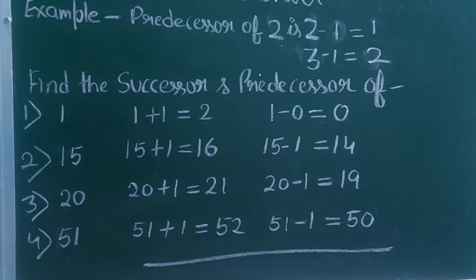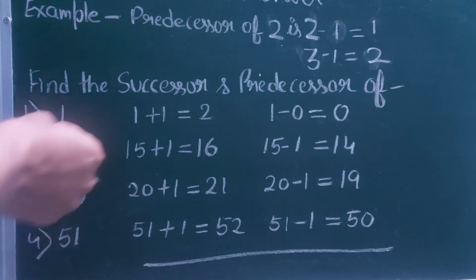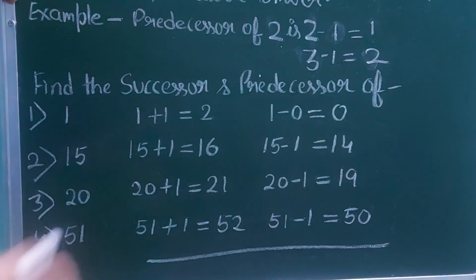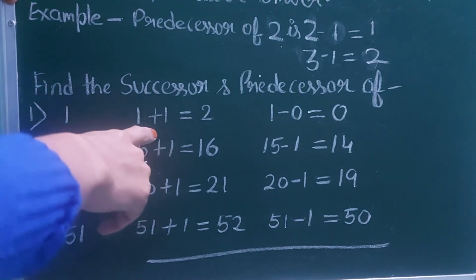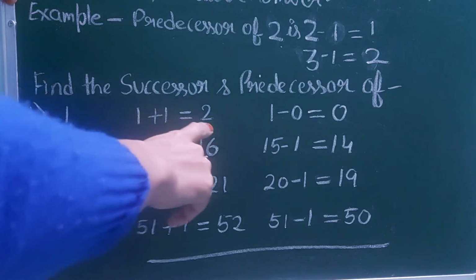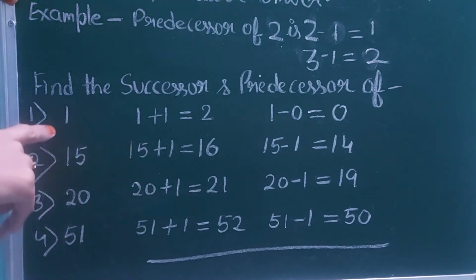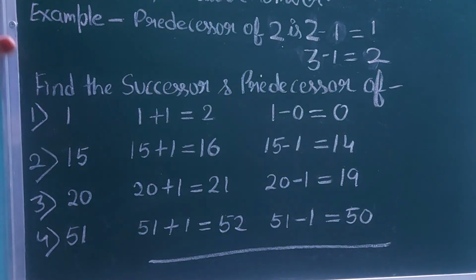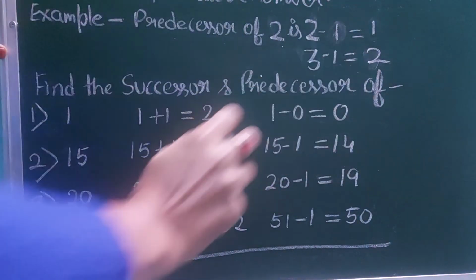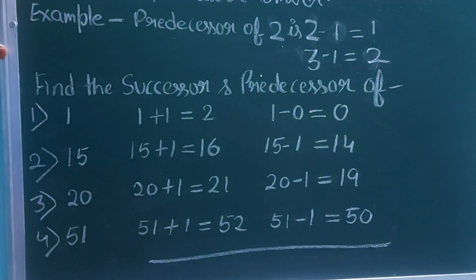Now let's do one exercise related to this topic. In this we have to find the successor and predecessor of the following numbers. So first is 1. We have to find the successor as well as predecessor of 1. So what is the successor? As I explained earlier, you simply have to add 1 to that number. So 1 plus 1 comes out 2. Now what is the predecessor of this number? You simply have to subtract, okay, and you will get 0. So predecessor of 1 is 0, okay?